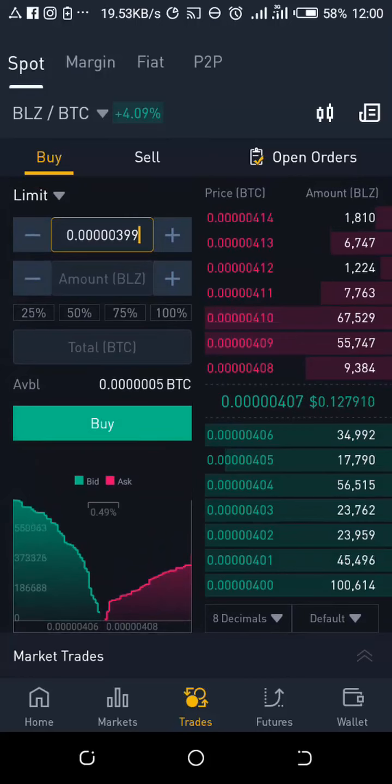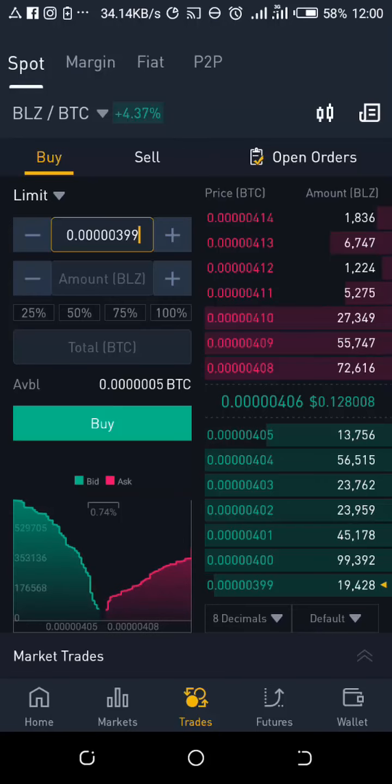So we are going to come back to this trade to check if our trade has executed or not. Now it is possible that this trade is not going to execute. It's not going to go lower to 399 Satoshi. It might just be going up, and probably it might also go below.